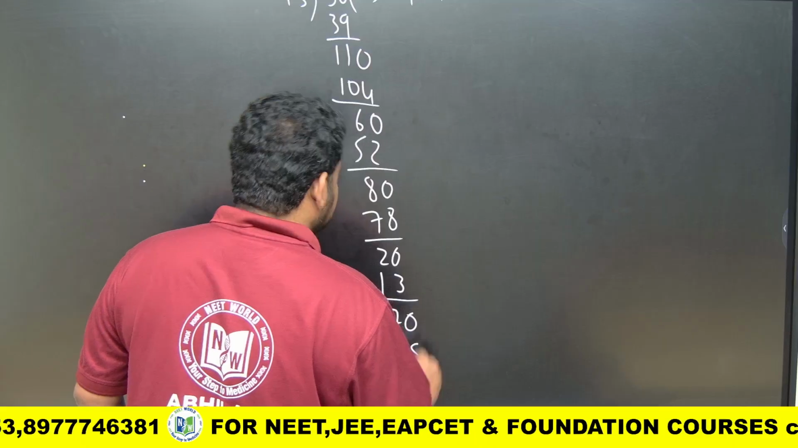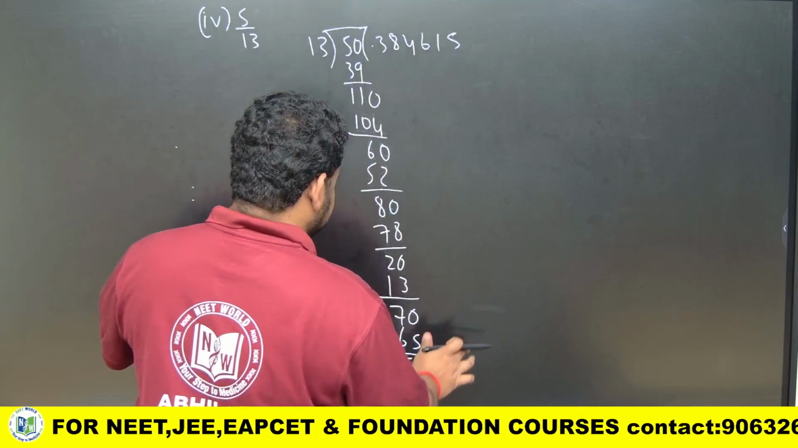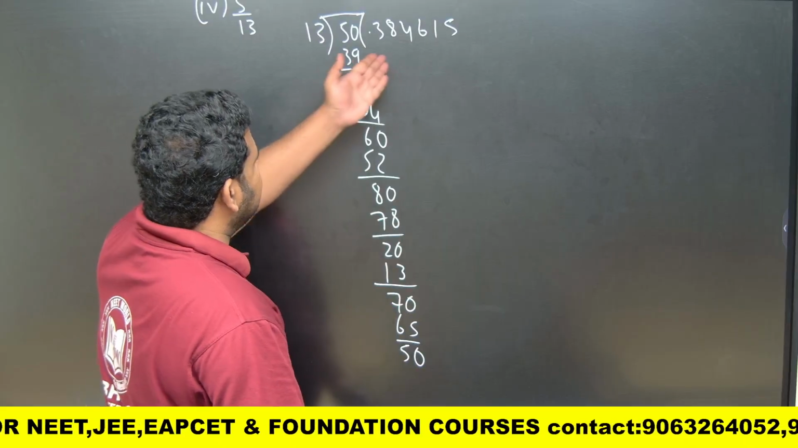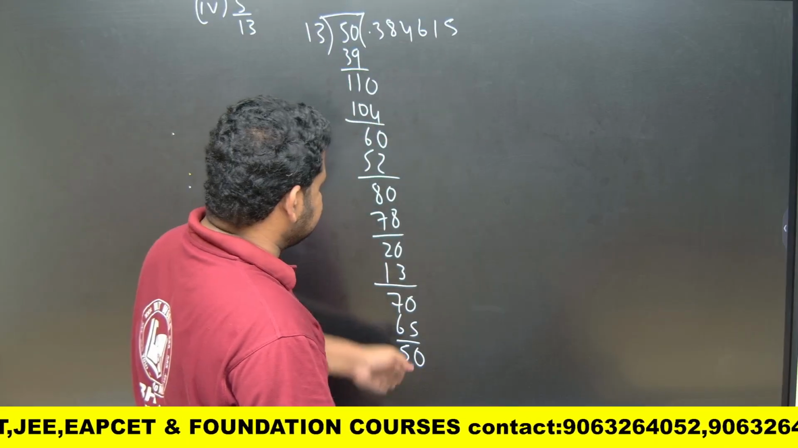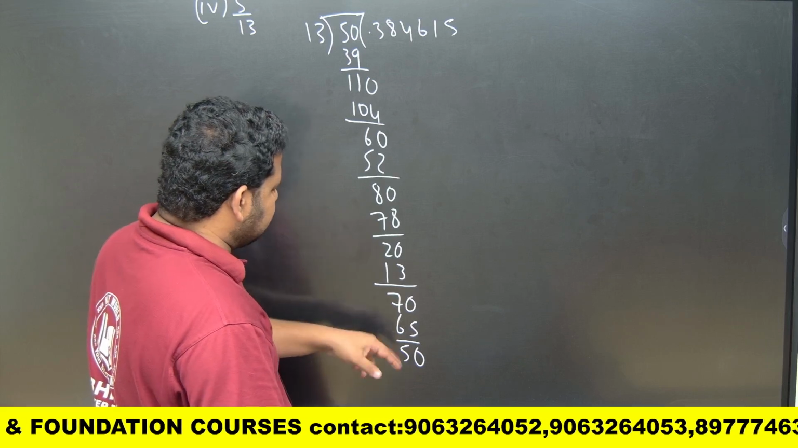I'll put 0. Observe here carefully. 13 5s are 65 I am getting. If I put 0, again I will get 13 3s are 39. Again it will repeat. It will go on repeating.